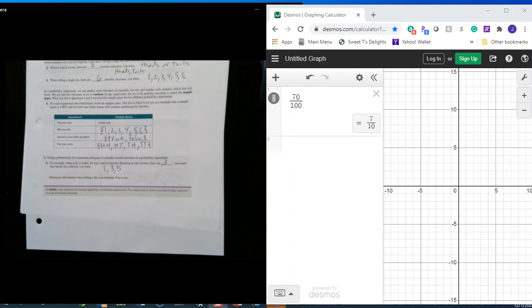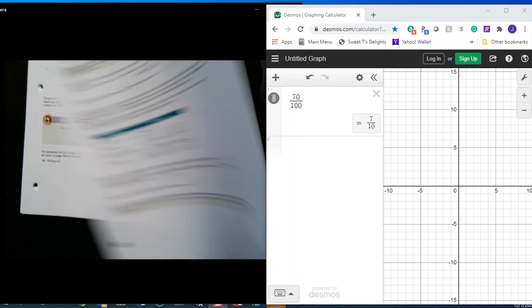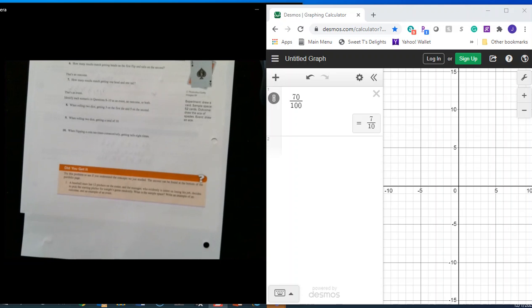Getting an odd number when rolling a die is an example of an event. An event is any subset of the sample space for a probability experiment. This means that an event could be a single outcome or a set of several outcomes. Now we come here to the back.